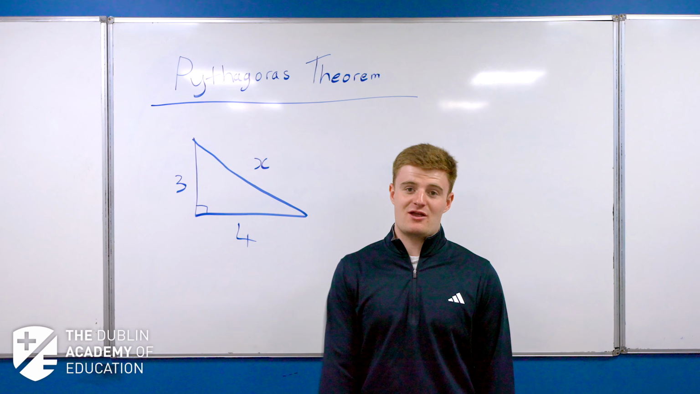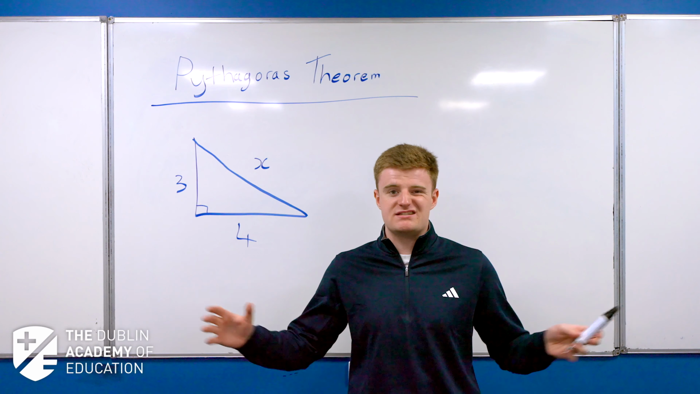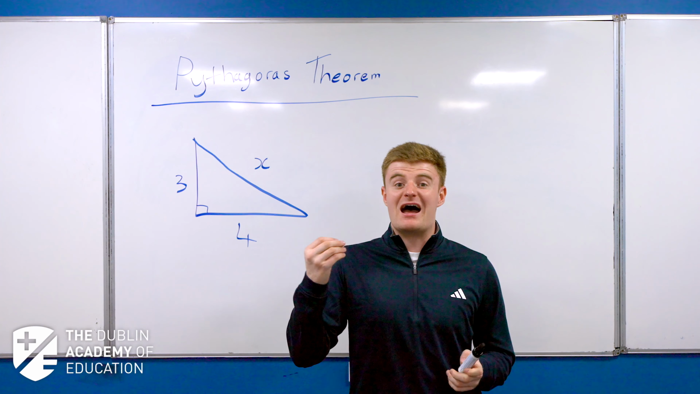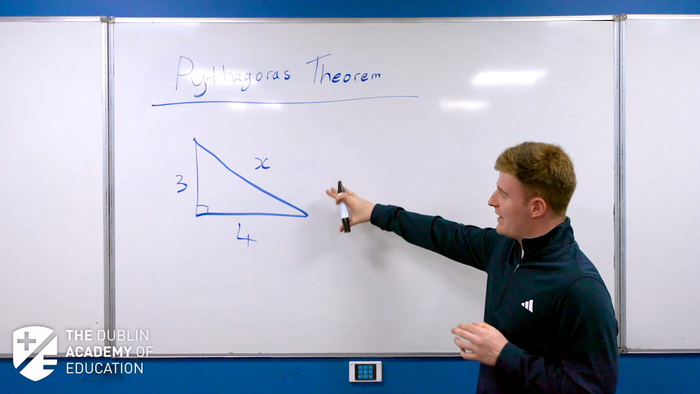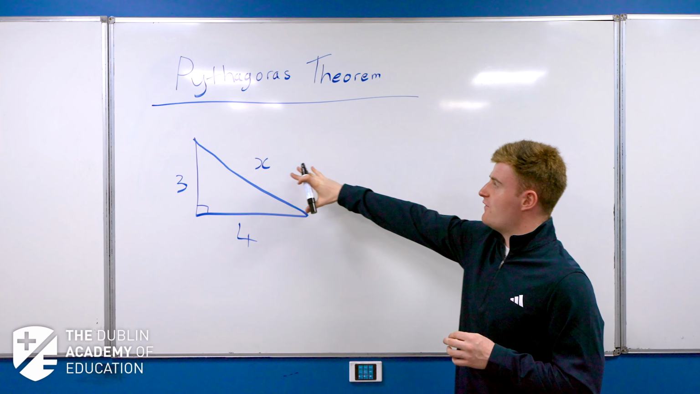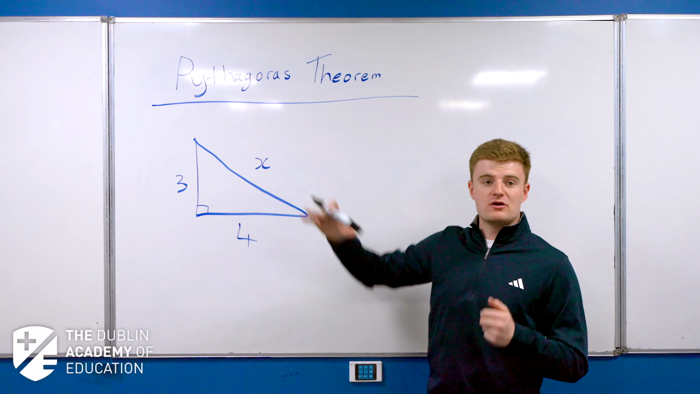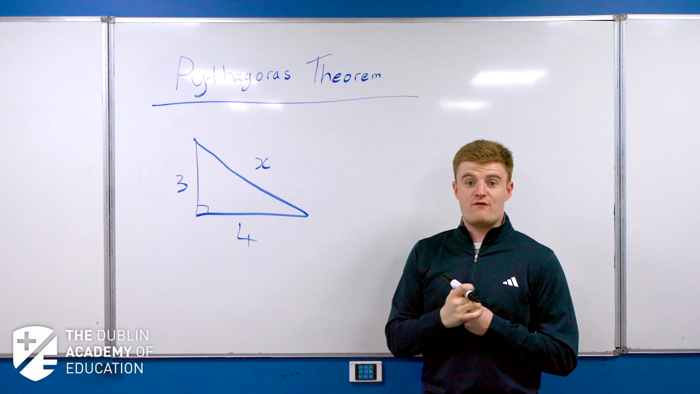Today we're going to take a quick look at the Pythagoras Theorem. Classic one, it's going to be on the exam almost every single year, and it's something we really need to know. Now, we have a right angle triangle out here. We're asked to find this side here, x. What we're going to do is whip out the Pythagoras formula.